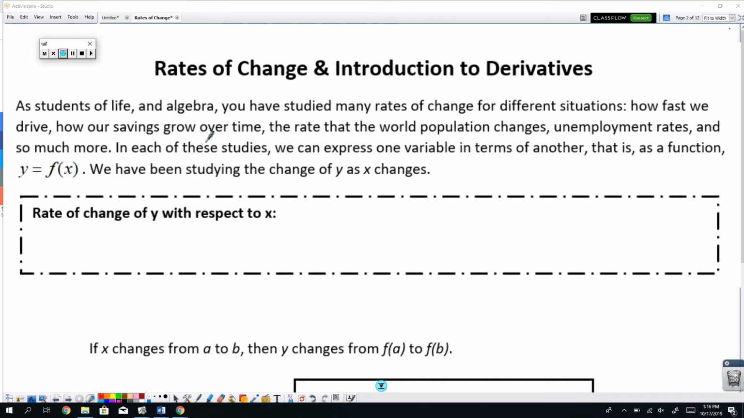Alright, so we're going to go ahead and start a new unit on an introduction to derivatives and rates of change. This unit is probably one of the most important units when we get into calculus. It's basically the start of absolutely everything calculus related.